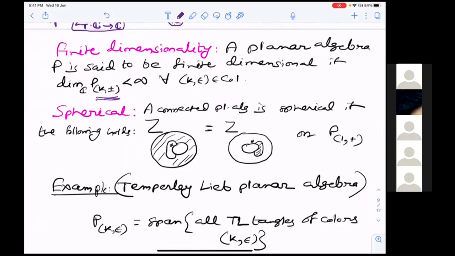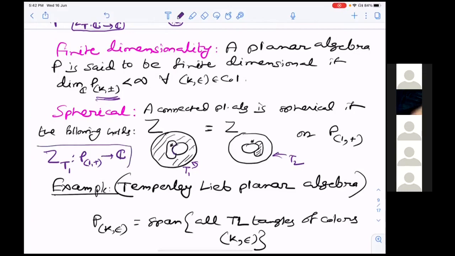And a connected planar algebra is called spherical if the following is true. Consider the Z of this triangle. This is a map from P1 plus, because the color is 1 plus. Here the color is 1 plus. So Z of this one, call it T1, this triangle T1 and this triangle T2. Z of T1 is a map from P1 plus to where? The color is 0, so by connectedness it will go to C.